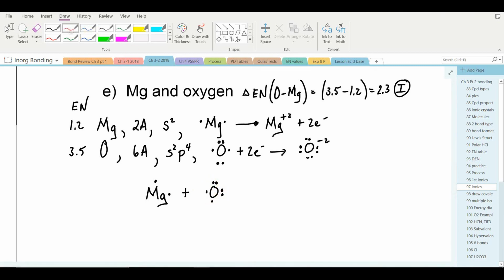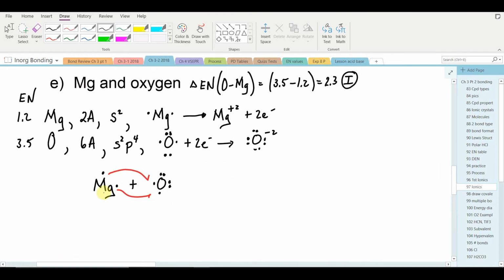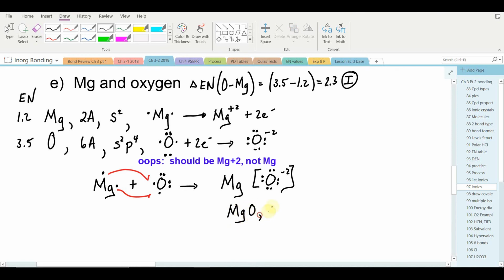We're saying that the metal donates electrons to the nonmetal to empty its valence shell to become isoelectronic with the nearest noble gas, which is neon. Oxygen accepts 2 electrons to fill its valence shell to become isoelectronic with the nearest noble gas, which also is neon in this case. That means our Lewis structure of the ionic compound will look like this. So the formula is simply MgO, and the name is magnesium oxide.